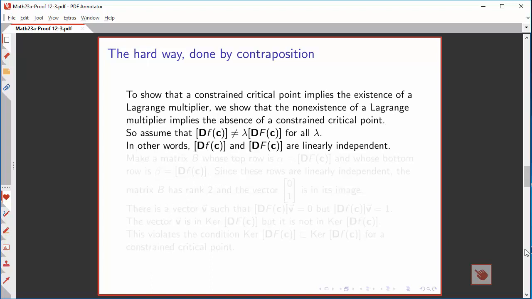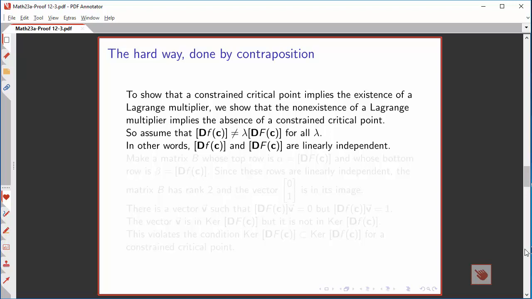Okay, now let's try it the hard way. First, I will do it as I did in the original lecture by contraposition, and this approach is consistent with the approach in Hubbard's textbook. What we need to show is that the existence of a constrained critical point implies the existence of Lagrange multipliers. The contrapositive of that statement is that the non-existence of a Lagrange multiplier implies the absence of a constrained critical point. So what I'm going to assume is that there is no Lagrange multiplier.